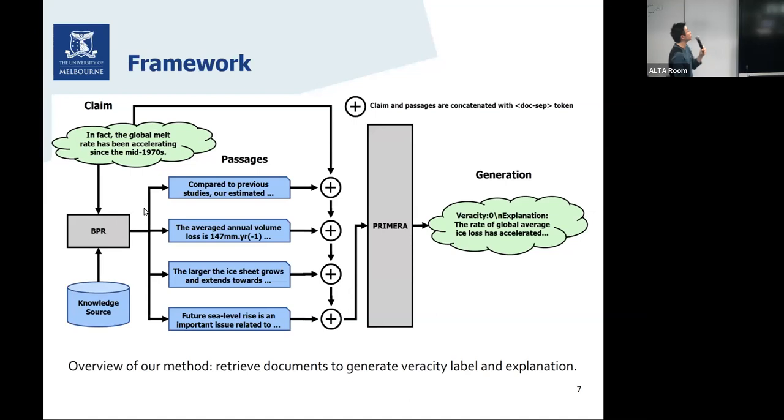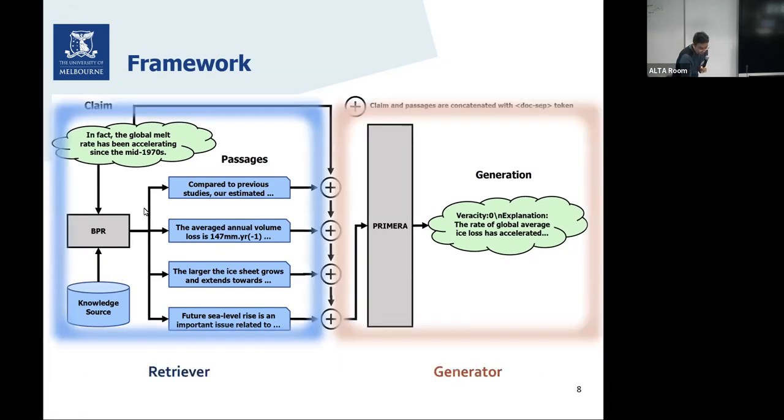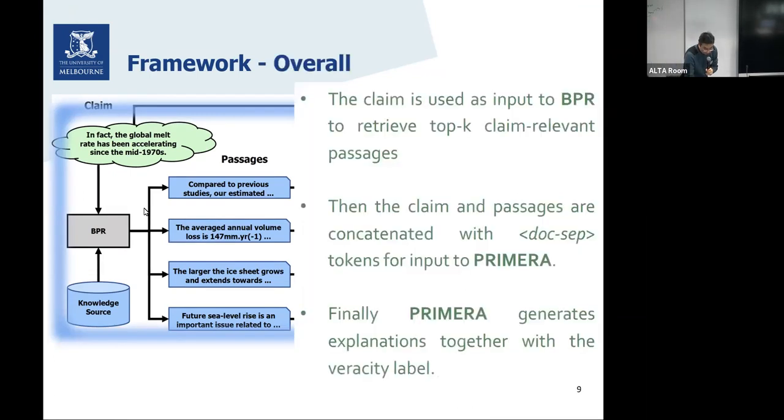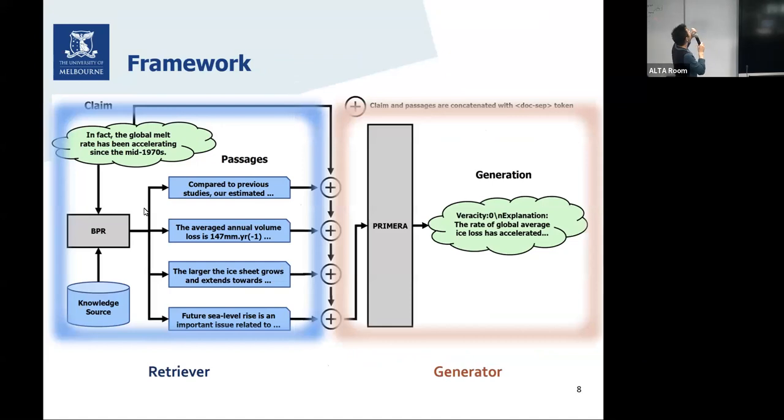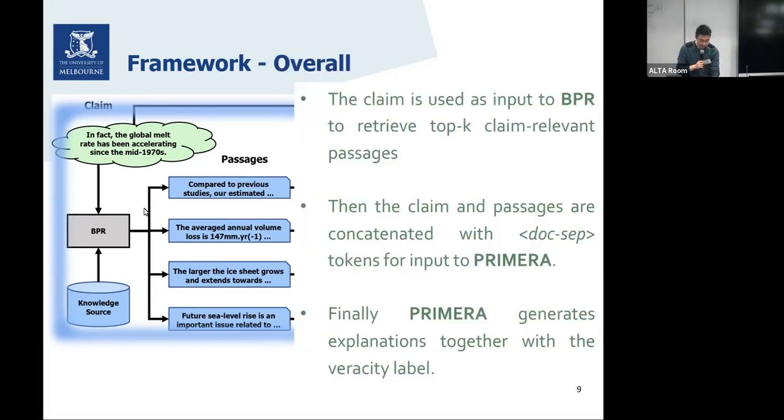Okay, so this is our framework. The overview of our method is to retrieve documents and generate the veracity label and explanation together. Here are two main parts. The left is the retriever and the right is the generator. What we put more focus on is the generator part. We are not fine-tuning or doing any further training on the retriever part. There are three steps. First, the claim is used as the input to BPR to retrieve the top K passages. We're just using off-the-shelf retrievers.